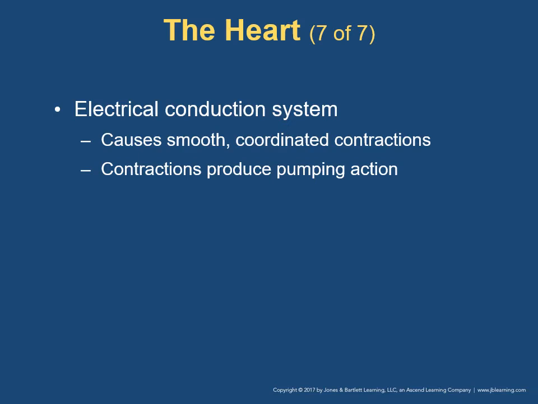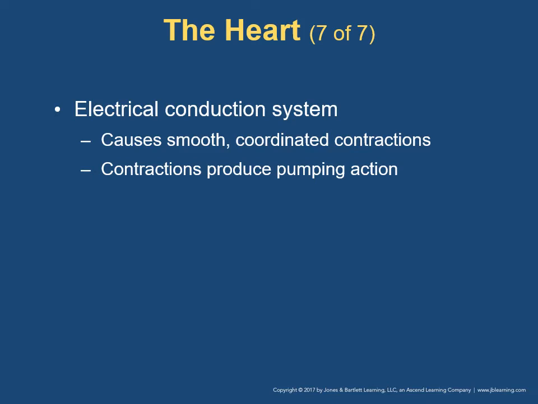The electrical conduction system is a network of specialized tissue that is capable of conducting electrical current and runs throughout the heart. The flow of electrical current causes smooth and coordinated heart contractions. The contractions then produce the pumping action of the heart. Each mechanical contraction is associated with 2 electrical processes, depolarization and repolarization. Depolarization is when the electrical charge on the surface of the muscle cell changes from positive to negative. Repolarization is when the heart returns to its resting state and the positive charge is restored to the surface.